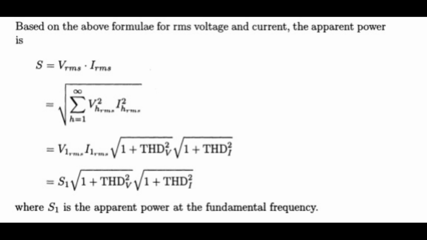Similarly, apparent power is defined as Vrms into Irms, and in terms of total harmonic distortion it is written as S1, that is the apparent power at the fundamental frequency, into the square root of 1 plus voltage total harmonic distortion square, into the square root of 1 plus total harmonic distortion current square. So you can write the formula of apparent power in terms of total harmonic distortion.